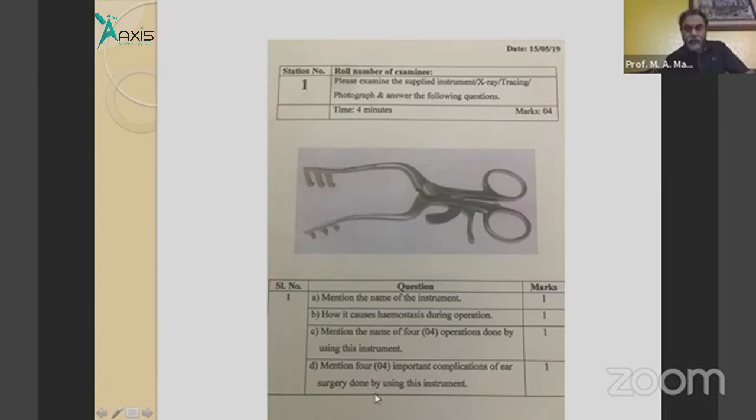Complications of surgery done by this instrument. Mention 4 important complications of ear surgery. That means complications of mastoidectomy operation. Classical one is facial nerve injury, injury to dura mater, injury to sigmoid sinus, and medially we can injure the labyrinth, causing labyrinthitis and sensorineural hearing loss. So injury to labyrinth medially, injury to dura mater above, posteriorly injury to sigmoid sinus, and so these are the complications of mastoid surgery. And injury to labyrinth causes sensorineural hearing loss.